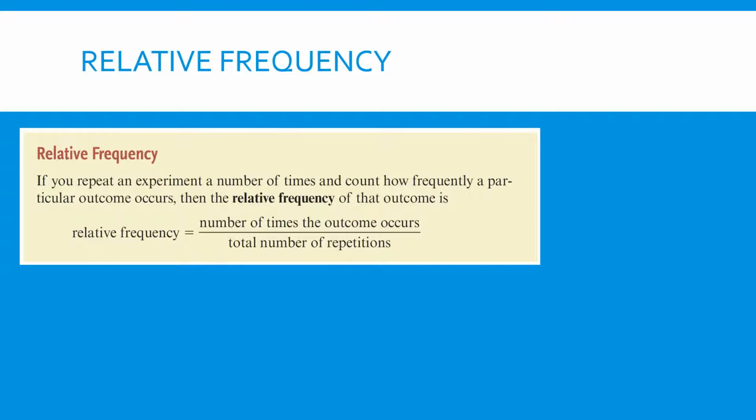So in the next unit, relative frequency. If you repeat an experiment a number of times and count how frequently a particular outcome occurs, then the relative frequency of that outcome is: relative frequency is equal to the number of times the outcome occurs divided by the total number of repetitions. So the way that I like to shorten this is I'll say relative frequency is the frequency divided by the total. Frequency means the same thing as number of times the outcome occurs. So that makes it a little bit easier to remember and a little bit shorter.